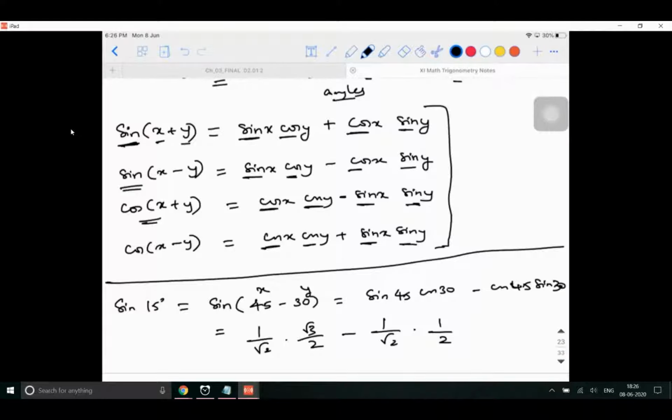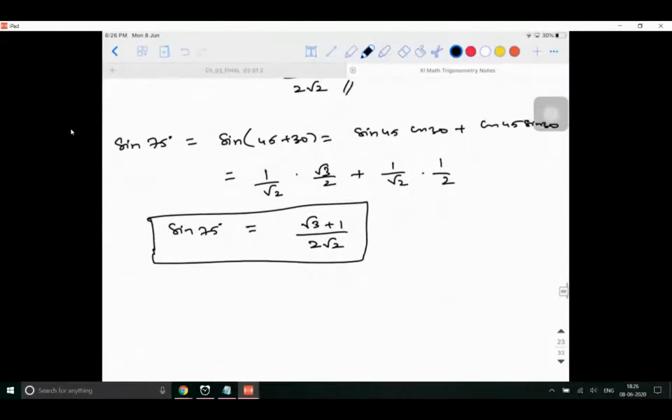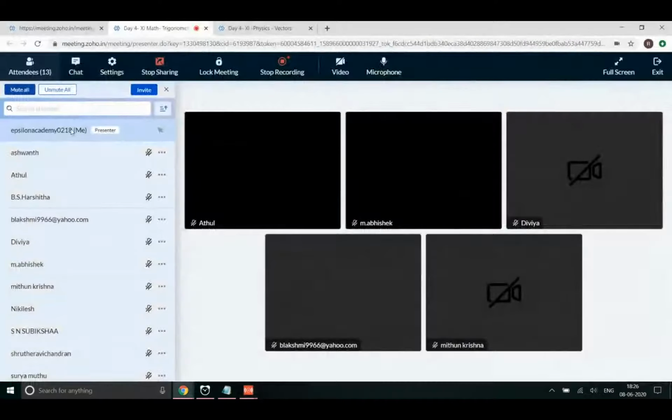Are you able to understand? So this is going to be the basic structure. Now, from this we can derive the remaining formulas however we want.